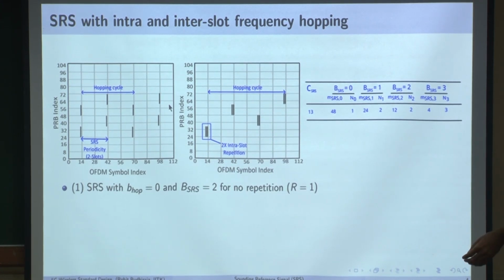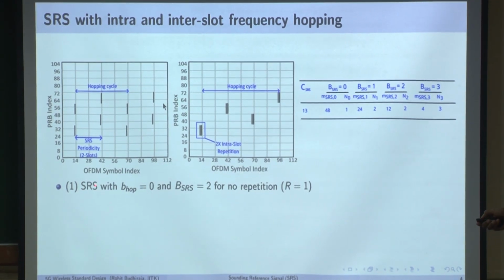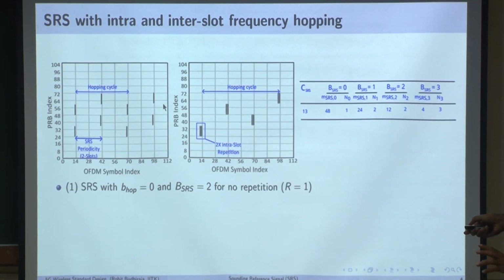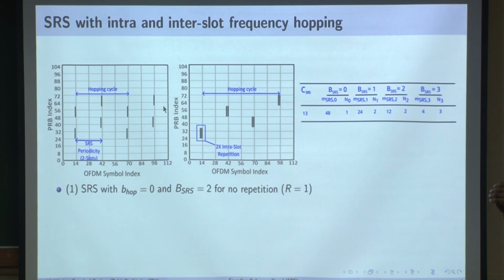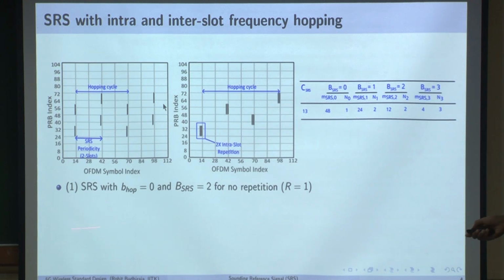Now this is case 1 and case 2. What is this? SRS with B hop equal to 0, so the actual sounding bandwidth is equal to the maximum sounding bandwidth. B hop is 0, and BSRS I have set to 2. We just did this example. How many hops will it need? 4, and no repetition.